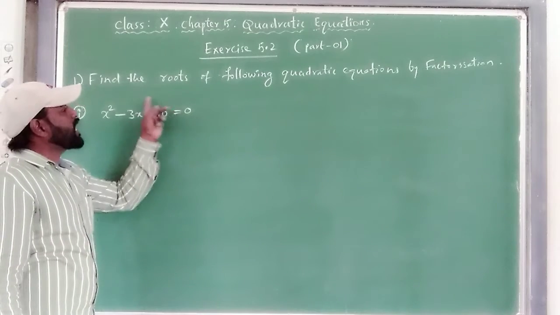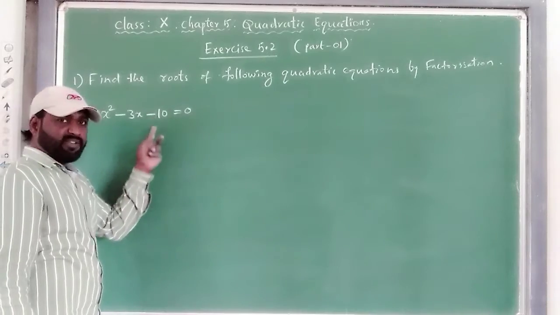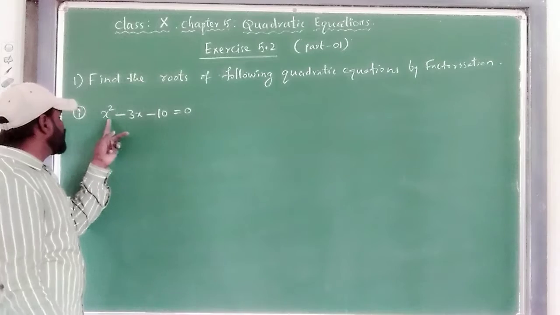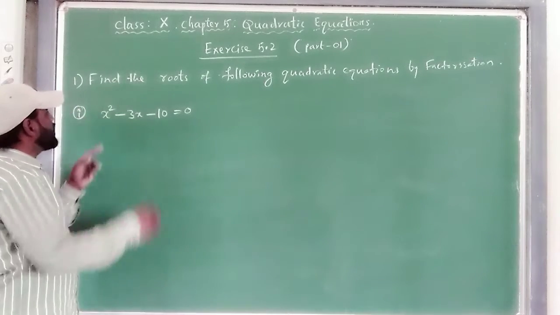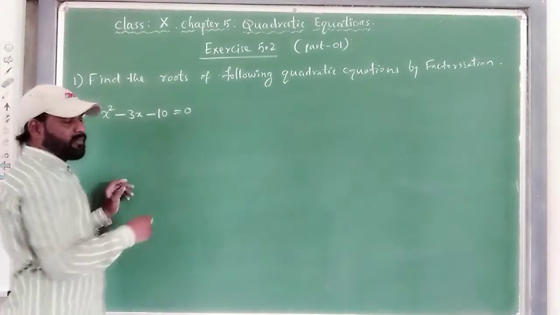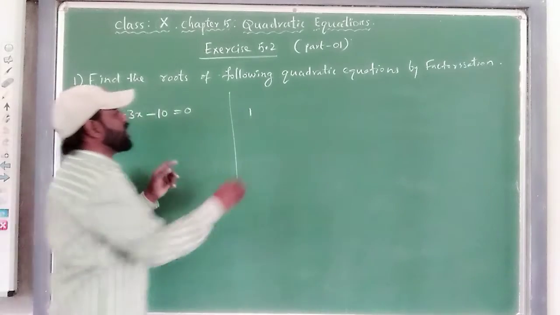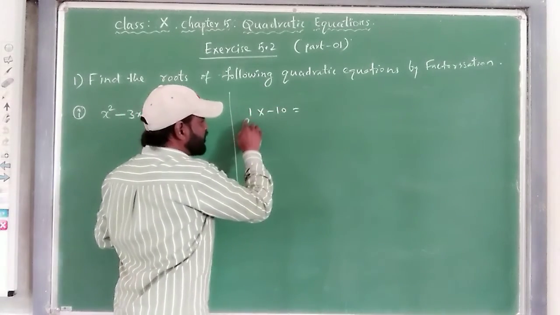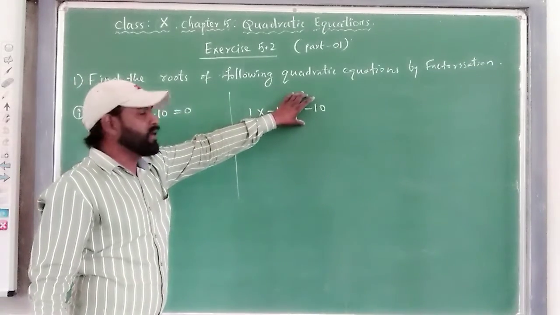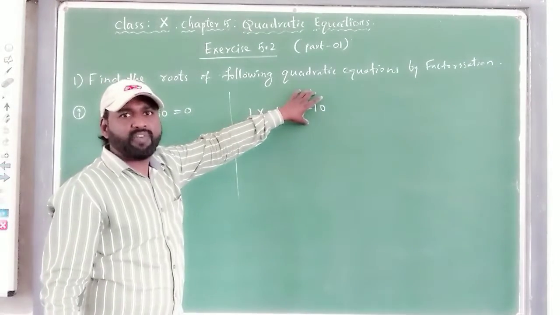Next see the constant term. What is the constant term? Minus 10. Along with the sign you have to check. What is the coefficient of x square? 1. We have to multiply the coefficient of x square and the constant term. Coefficient of x square is 1 and the constant term is minus 10. So 1 into minus 10 is minus 10. You have to keep this aside. This minus 10 you have to factorize.